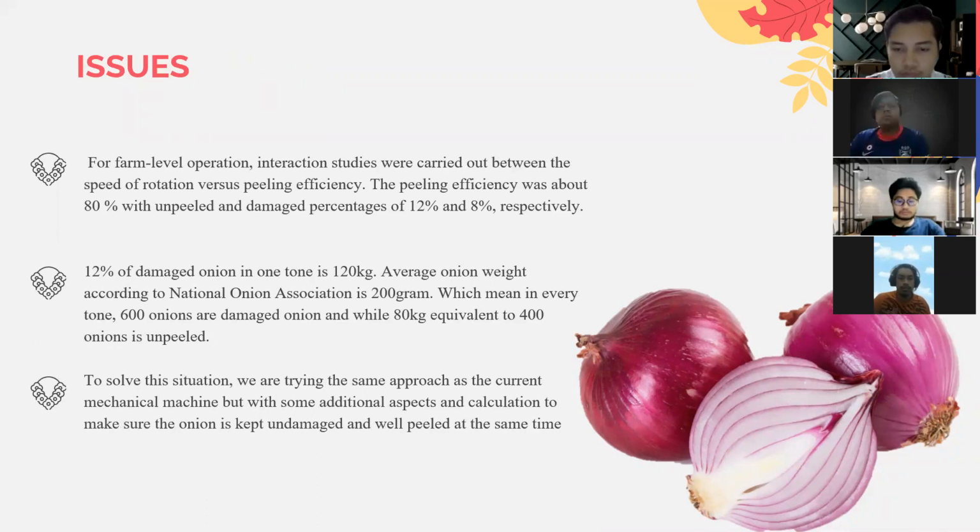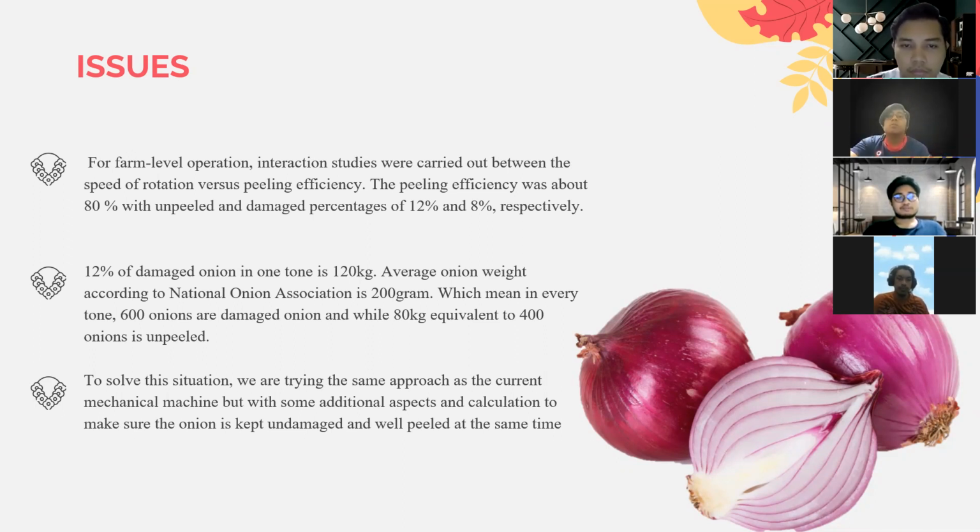For farm level operation, interaction studies were carried out. This is a study carried out between the speed of rotation versus peeling efficiency, where the peeling machine will be explained by Lutfi after this. The peeling machine has a rotation plate, and the rotation plate will peel the onion. So the efficiency of the current peeling machine was about 80% with unpeeled and damaged percentage, which means 80% is perfectly peeled, but of the other 20%, 12% is damaged and 8% is unpeeled respectively.